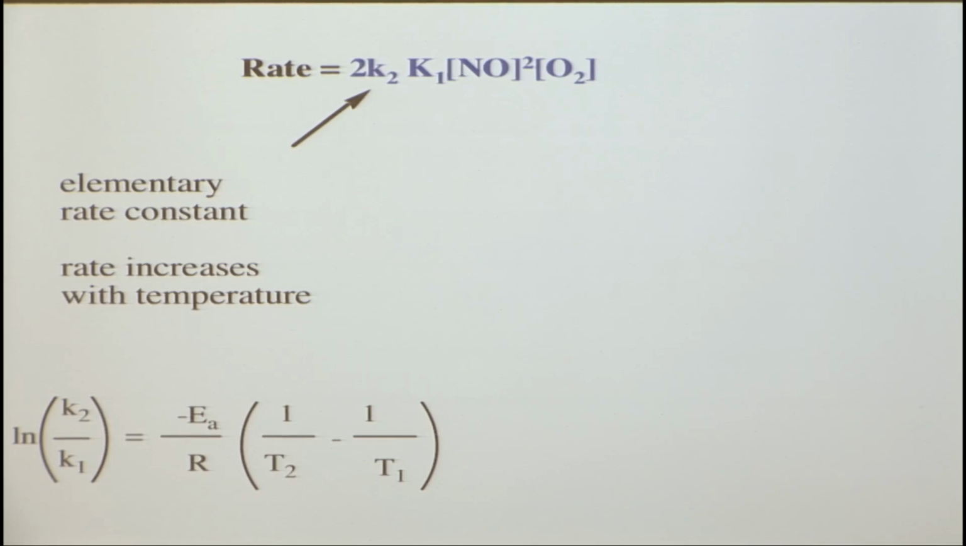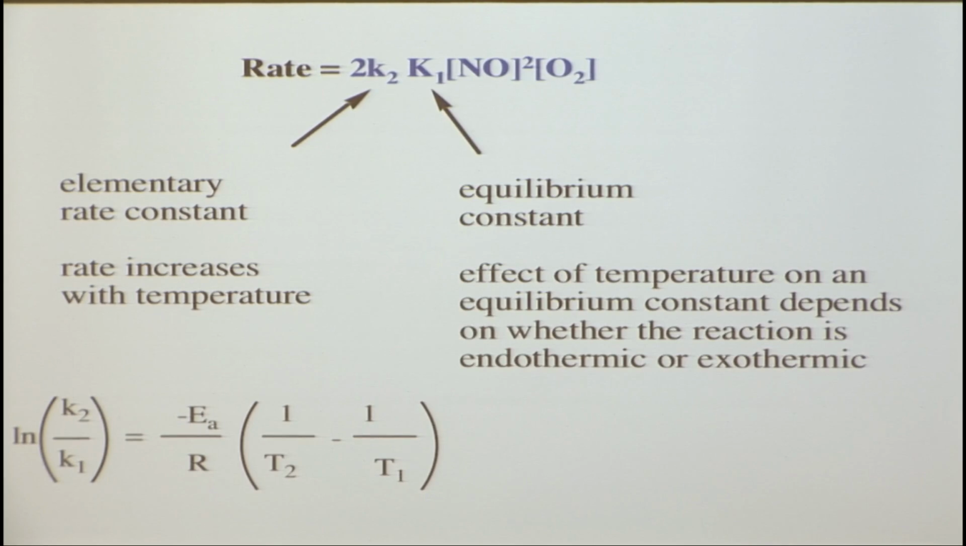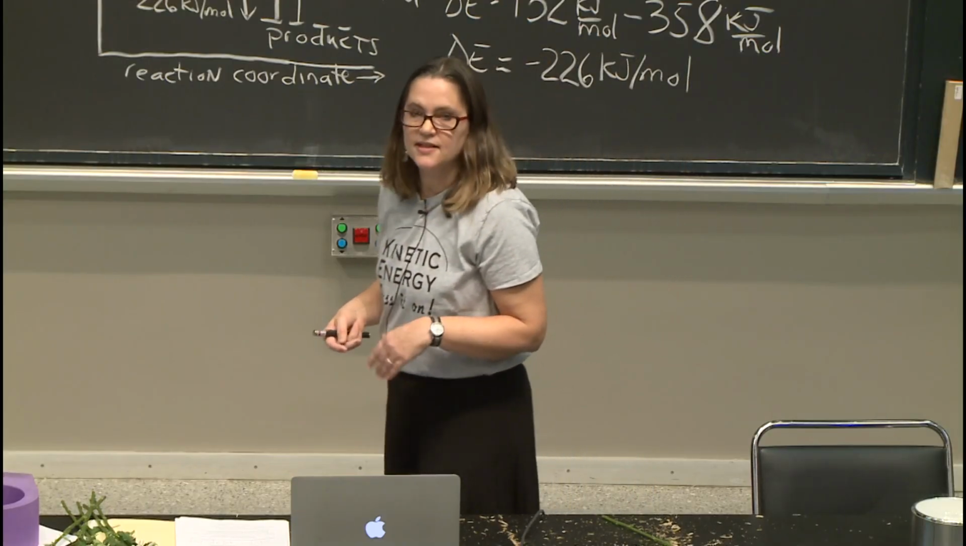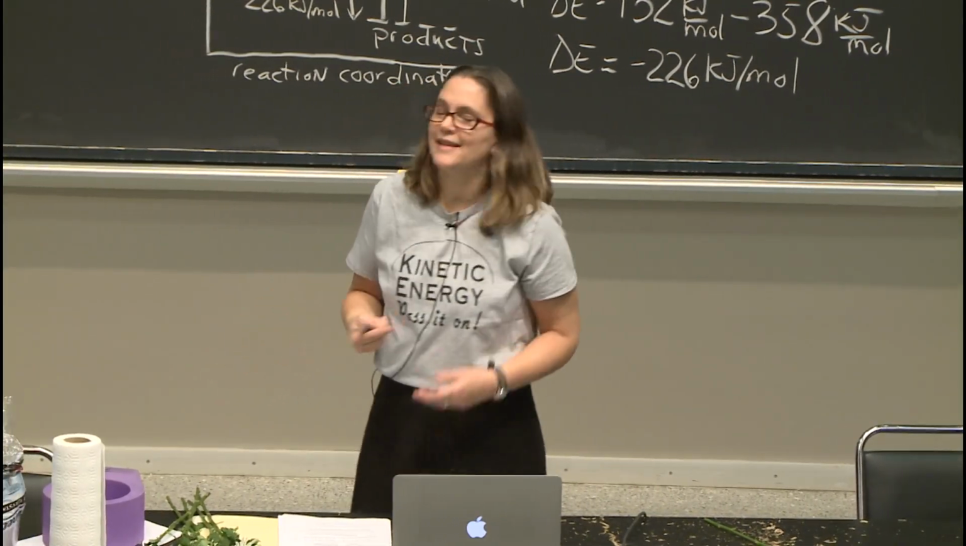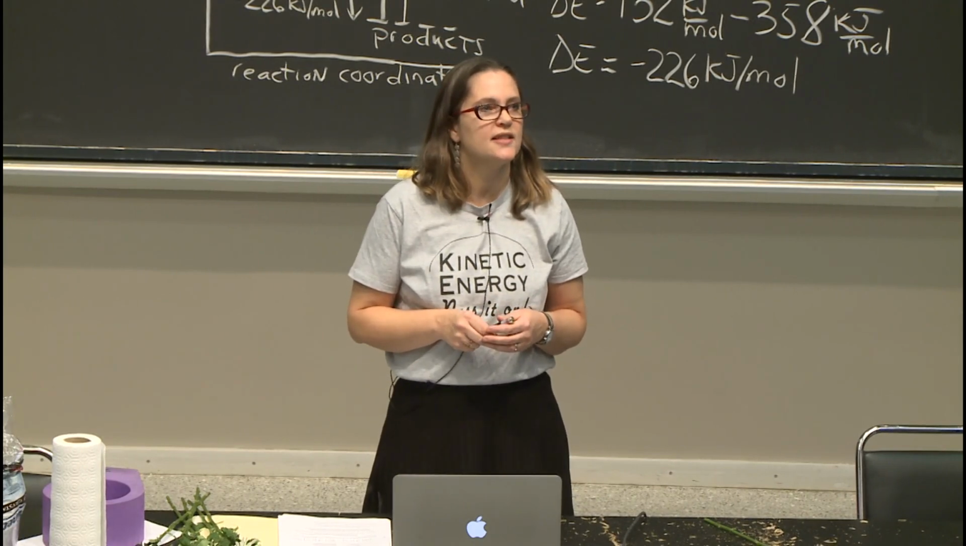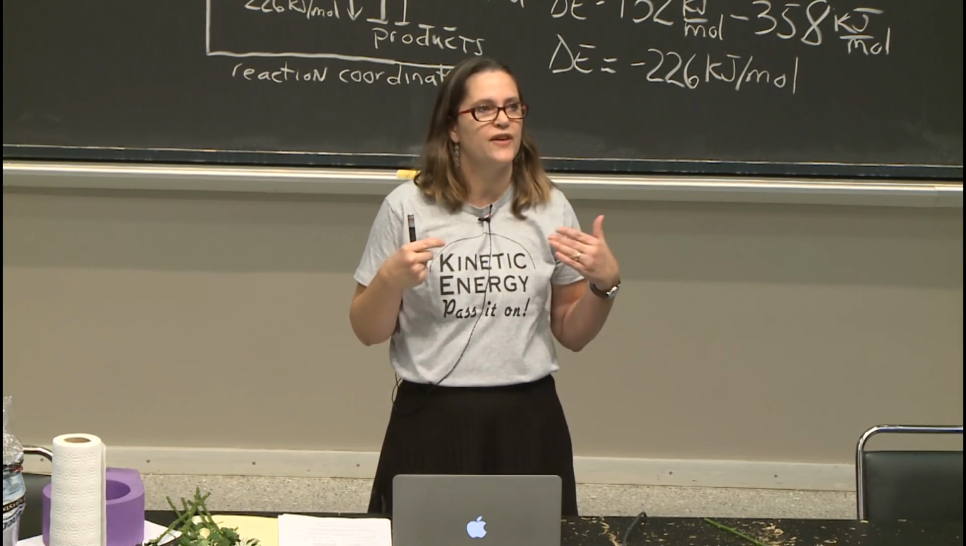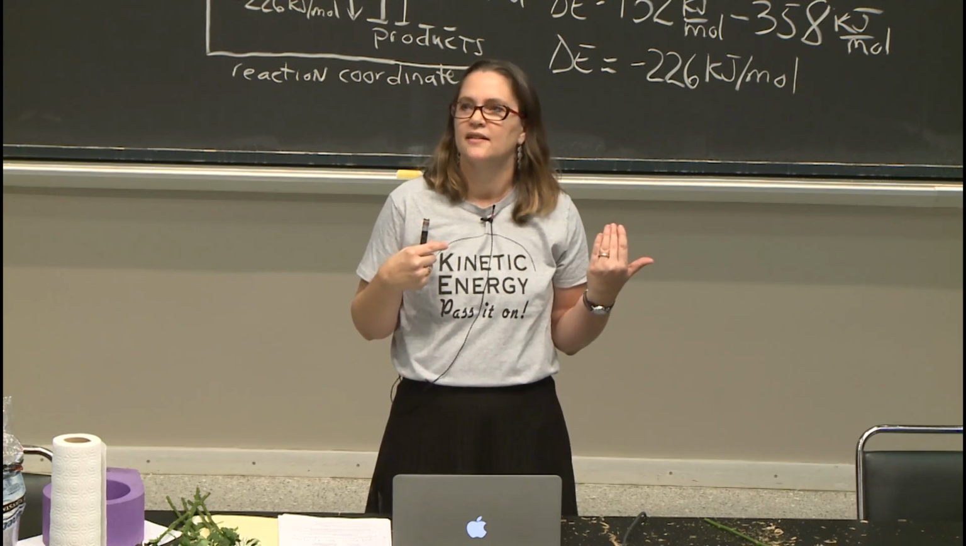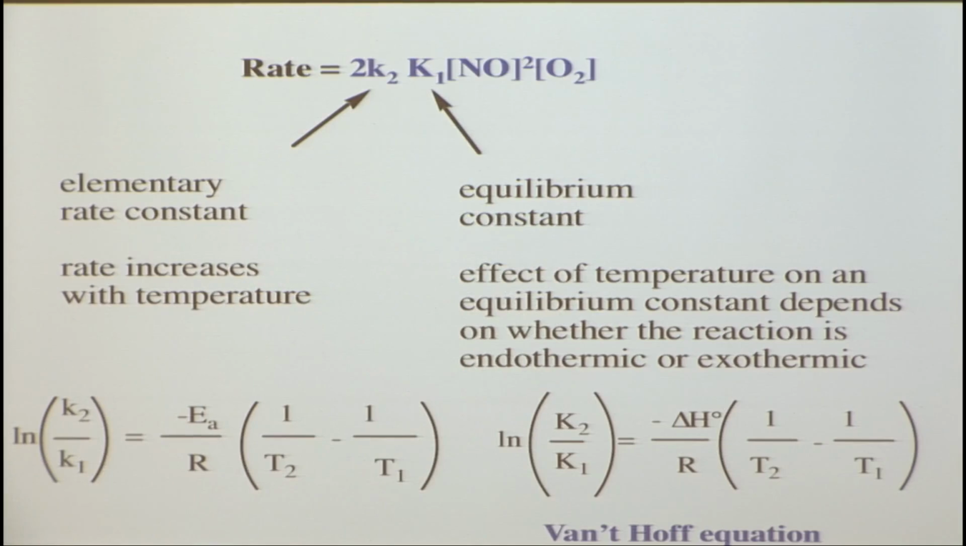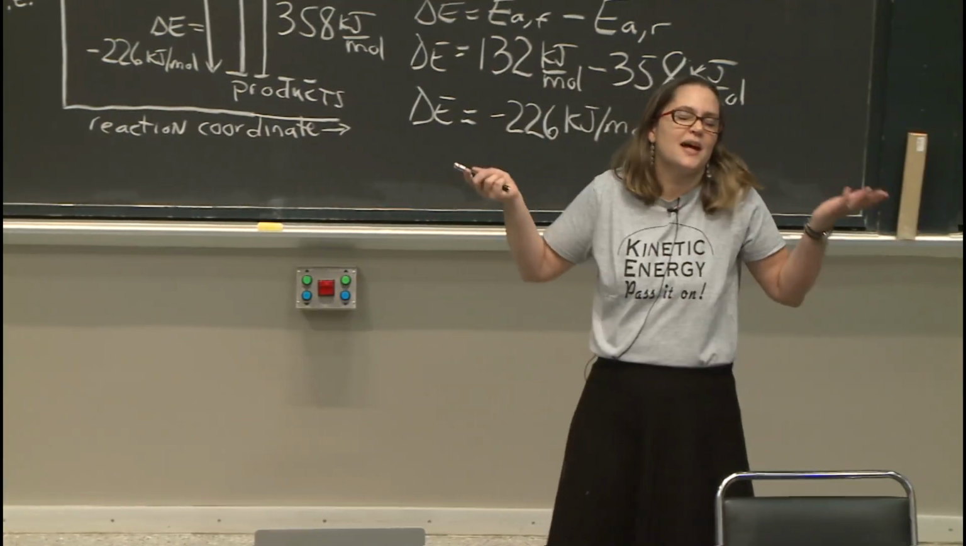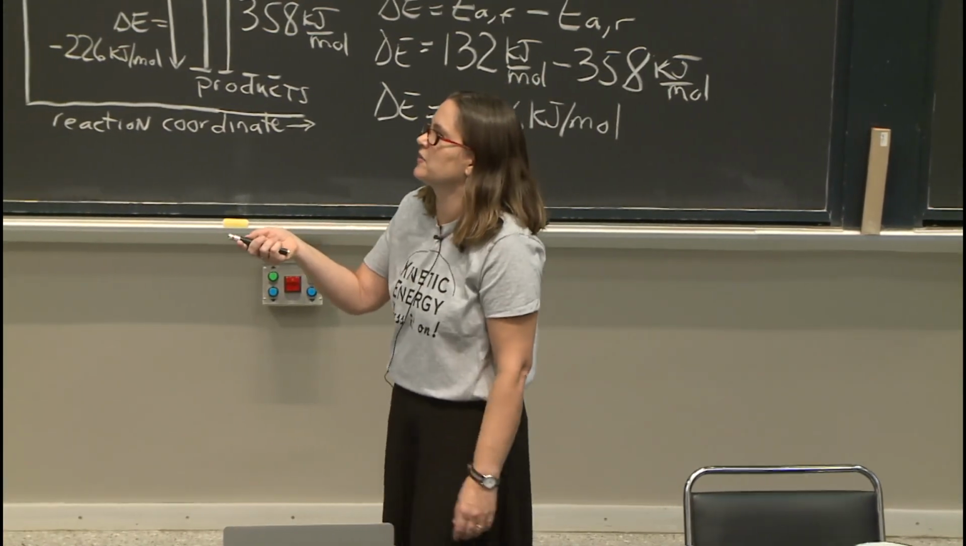So now for the equilibrium constant, the effect of temperature depends on whether the reaction is exothermic or endothermic. And does anyone remember what the name of the equation is that tells us about temperature effect with equilibrium constants? Yes, the Van't Hoff equation. I told you that sometime in the future I'd ask you for the name of this equation, and that time is now. You don't really need to know it, but it's just fun. There's not many names for equations in general chemistry.